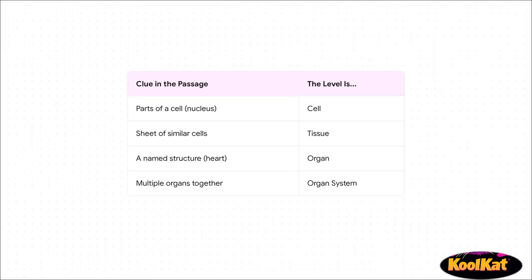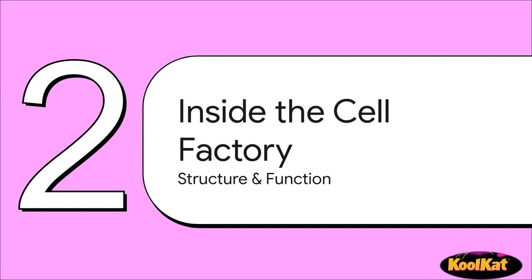So here's the strategy, the part you actually use on the test. It's called the name the level ladder. The GED will literally give you clues in the reading passage. If it's talking about something inside a cell, like a nucleus, you're on the cell rung. If you see keywords like a sheet or a cluster of cells, ding, ding, ding, that's a tissue. If it names a specific structure, like the heart or the brain, you know it's an organ. It's that straightforward.